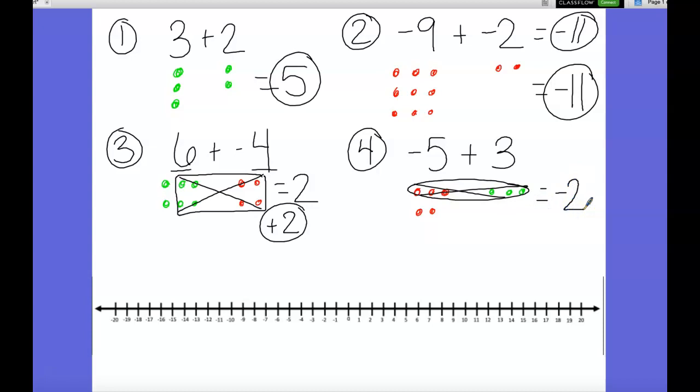Again, you can think of it as, do you have more negatives or positives? Well, I have more negatives. How many more? I have 2 more negatives. Therefore, my answer is -2.